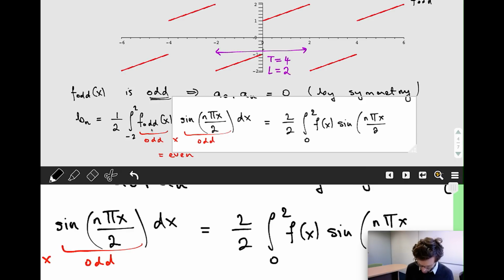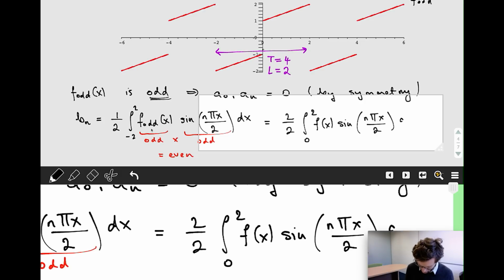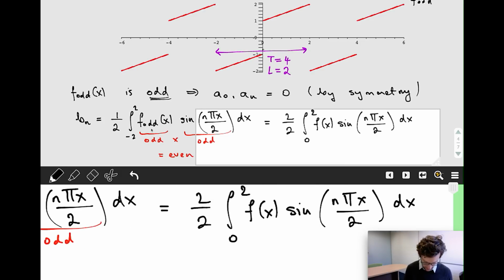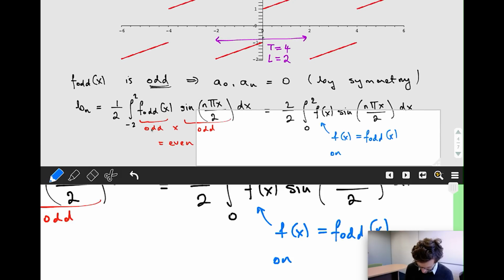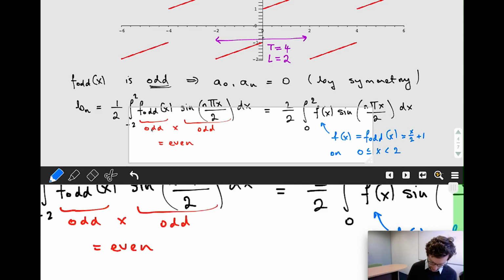So I've managed to express my Fourier coefficient entirely in terms of f of x, my original function. This is because f of x is equal to f odd on 0 is less than or equal to x is less than 2. So now I can use my formula for that, which was x over 2 plus 1, and carry out that integration.